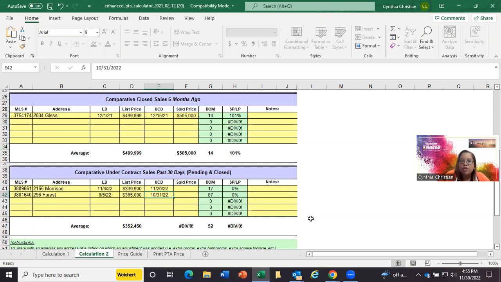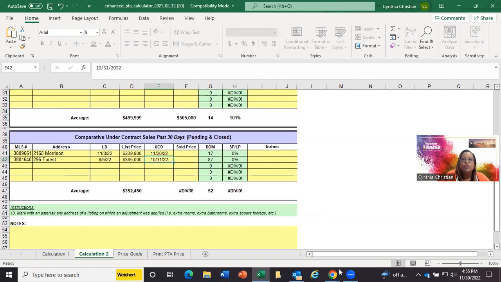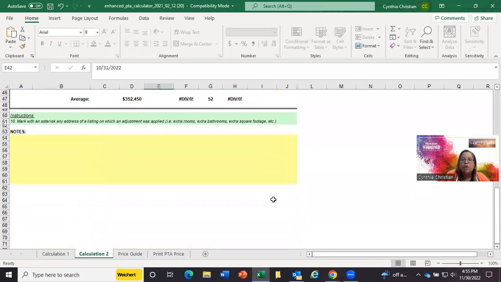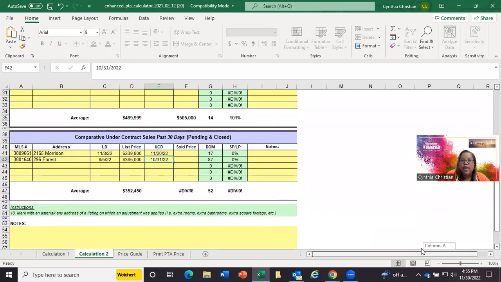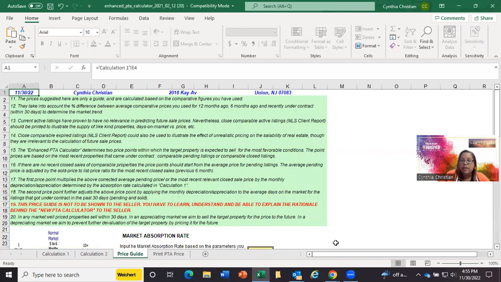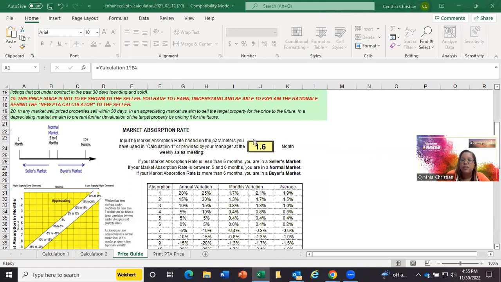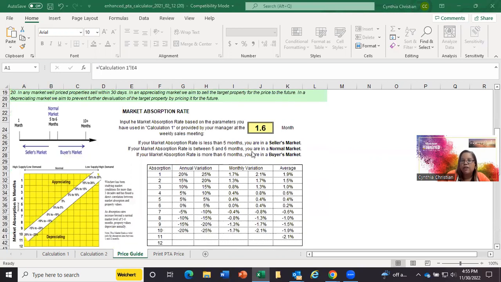Okay, so we have 2 in there. So now we're like, okay, what do we do next? I just have to move my toolbar a little bit. We click into the price guide itself. In the price guide, you see it has our absorption rate in there.